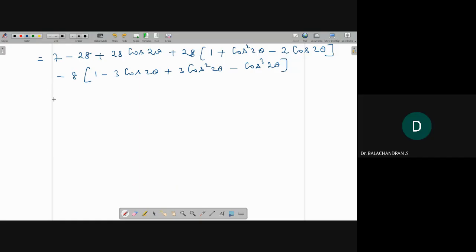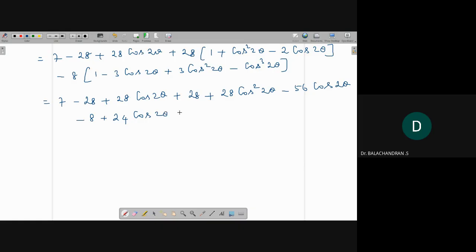So this is equal to 7 minus 28 plus 28 into cos 2 theta plus 28 plus 28 cos square 2 theta minus 56 cos 2 theta minus 8 plus 24 into cos 2 theta minus 24 into cos square 2 theta plus 24 plus 8 into cos cube 2 theta. Okay.